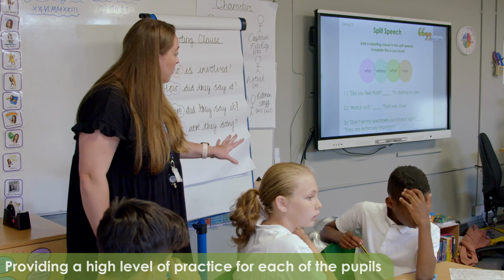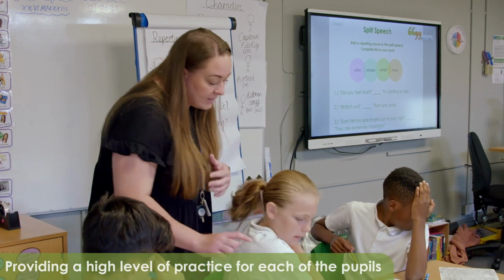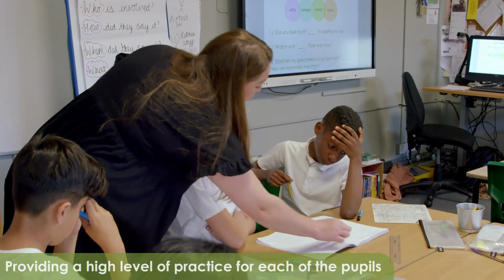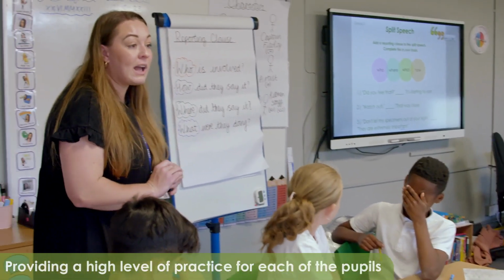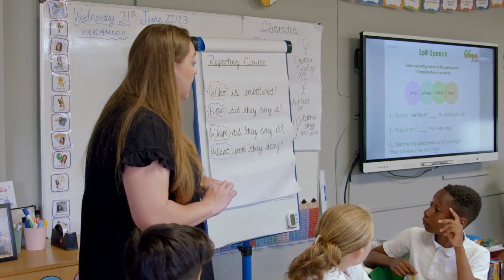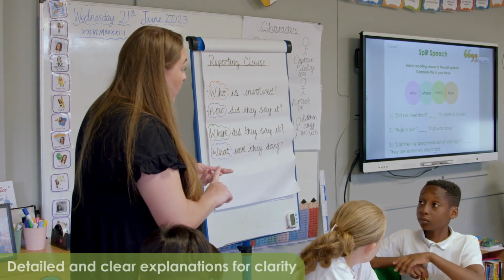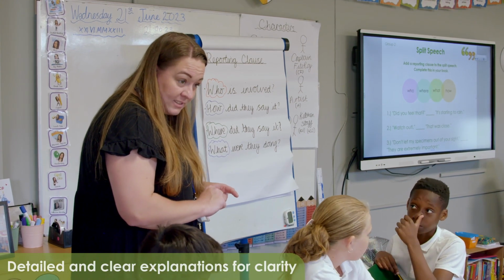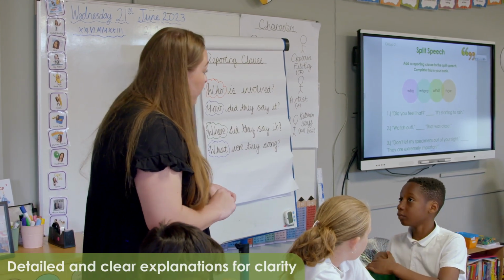So what you've got now in your books is a sheet which says, do you feel that it's starting to rain? So you're going to add your reporting clause in underneath. Now you need to add in who, where, what and how. Yeah? Does everyone understand their task? Perfect. So off you go.